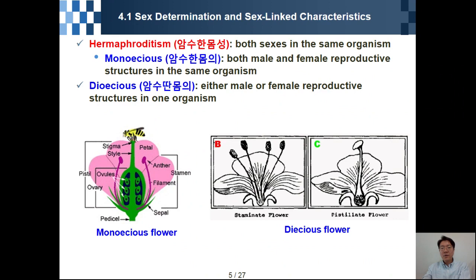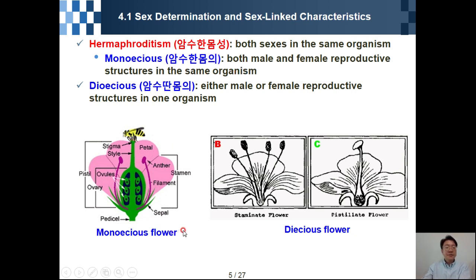In the last slide we learned that most organisms have separate sexes, for example male and female, but sometimes both sexes are located in the same organism. We call it hermaphroditism. In Korean we call it 암수 한몸성. Specifically, we call it monoecious. In Korean, 암수 한 몸의. It means that both male and female reproductive structures are in the same organism.